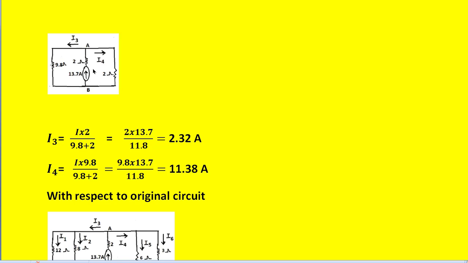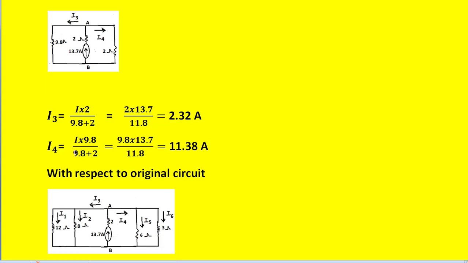So to get I3, the total current I is multiplied by the opposite arm resistance. What is the opposite arm resistance for this? It is 2 ohms. So we write 2 divided by 9.8 plus 2. I is given as 13.7 amperes. So into the resistance 2 ohms divided by 9.8 plus 2, which is 11.8. After simplification we get 2.32 amperes.